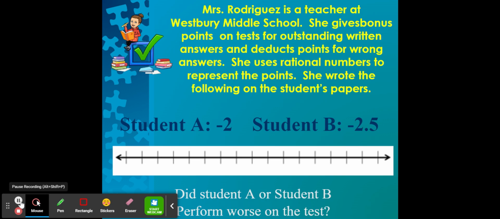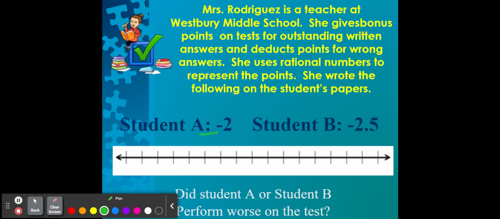All right, our next one. Mrs. Rodriguez is a teacher at Westbury Middle School. She gives bonus points on tests for outstanding written answers and deducts points for wrong answers. She uses rational numbers to represent the points. She wrote the following on the students' papers. Student A gets -2, and student B gets -2.5. So we're going to put that on our number line.